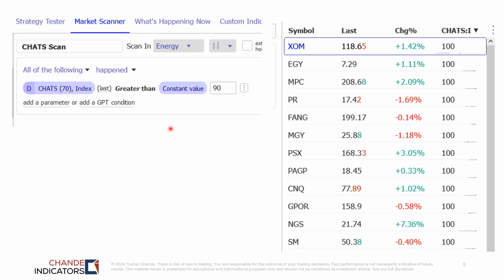So this is what the scan of the entire energy sector looks like. We set it up for daily data with the CHATS index and a value greater than 90. We scan all the stocks in the energy sector. This is just a look at the first few stocks when I rank them in descending order of the CHATS indicator. The top ranked stock was Exxon Energy and so forth, and let's look at some of the charts.